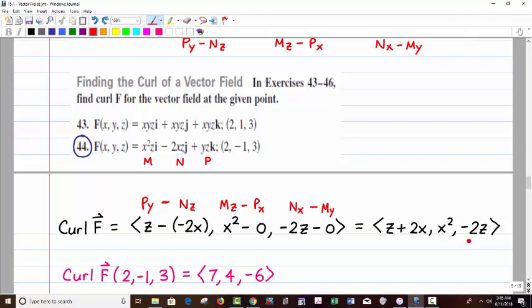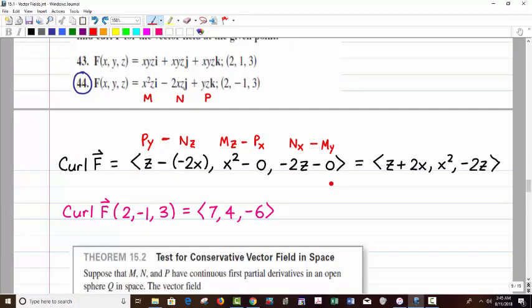So like I said, if it was not asking at a point, we'd be done. But it wants (2, negative 1, 3). I didn't show a lot of work for that, but everywhere there's an x, plug in 2. Everywhere there's a y, there's no y's there, plug in negative 1. And then everywhere there's a z, plug in a 3. So it's a matter of just plugging and chugging. The first one would be 3 plus 2 times 2, which is 7. Second one will be 2 squared is 4. And the last one will be negative 2 times 3, which is negative 6.